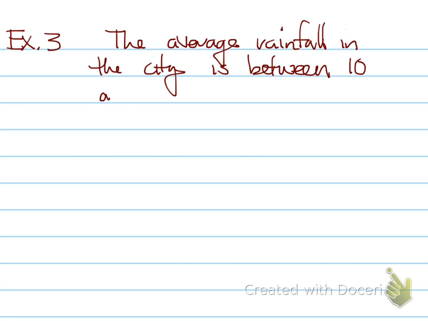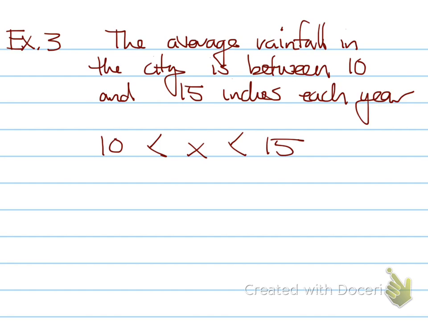And the last passage, the average rainfall in the city is between 10 and 15 inches each year. We're not including the 10 or the 15, it's just between those two values. So we should have less than symbols before and after our x, 10 in the front, 15 at the back.